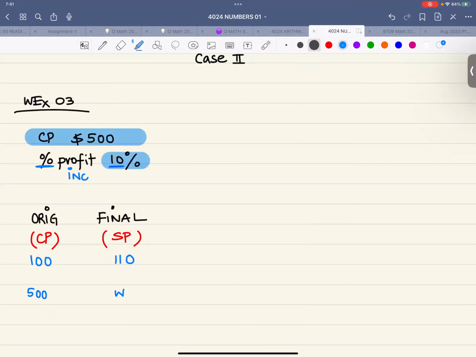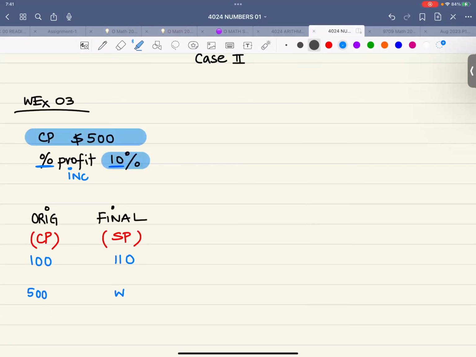So now let me explain it again. This is what is given over here. We are given, focus on this, a cost price of $500 and a percentage profit of 10%. We are looking for the selling price. Now, is it clear? So now a $100 value will become 110. That is because of this simply add and simply subtract concept. And then we have a $500 value becoming W.